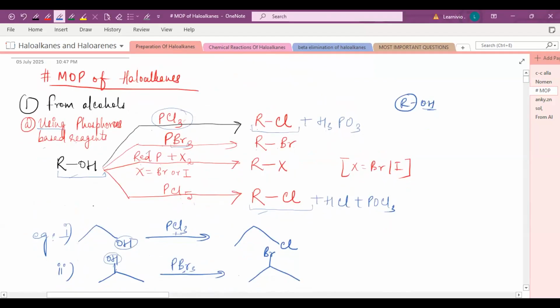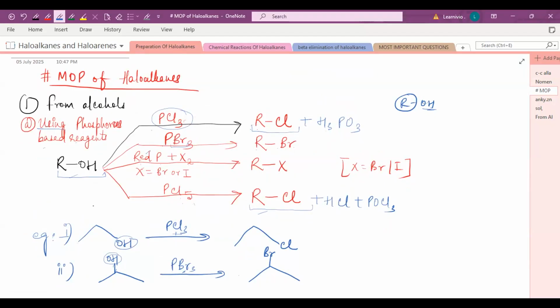So, the methods of preparation of haloalkanes. How can we prepare the haloalkanes? Basically, we can prepare them by different methods. There are many methods for the preparation of haloalkanes. The first method is from the alcohols. We can use different reagents and prepare the haloalkanes from the alcohol.